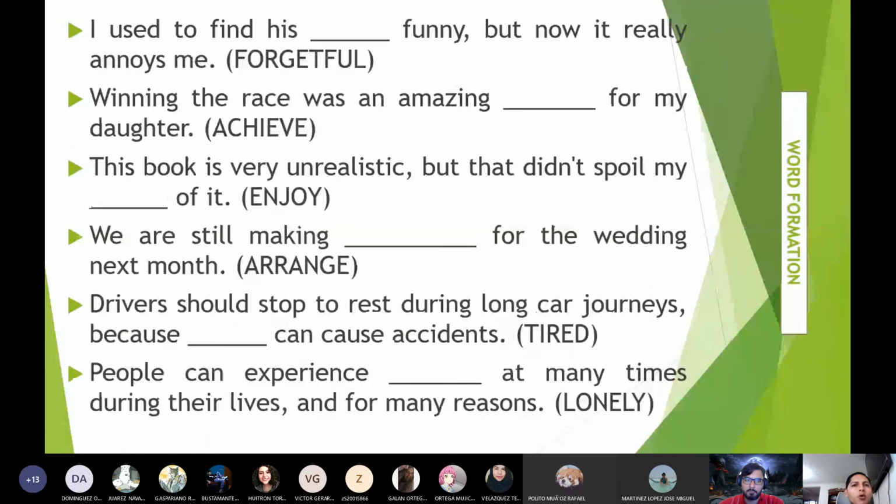Here you have a couple more: forgetfulness, achievement, enjoyment, arrangements, okay, arrangements, check the context of the sentence, tiredness, loneliness. Of course, you need to be careful with the spelling, okay?